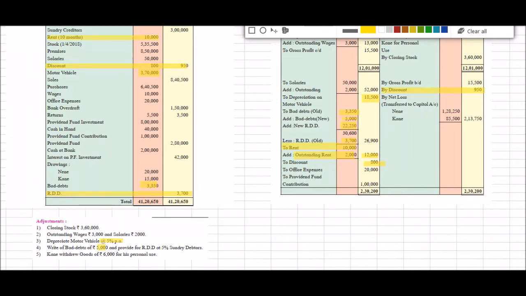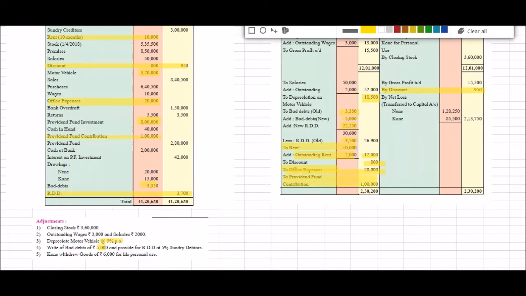Office expenses are 20,000 rupees, outstanding office expenses, and then provident fund. Provident fund is 8 lakh rupees, but it is not an investment, we need to take the contribution, that is 1 lakh rupees that I have taken here.